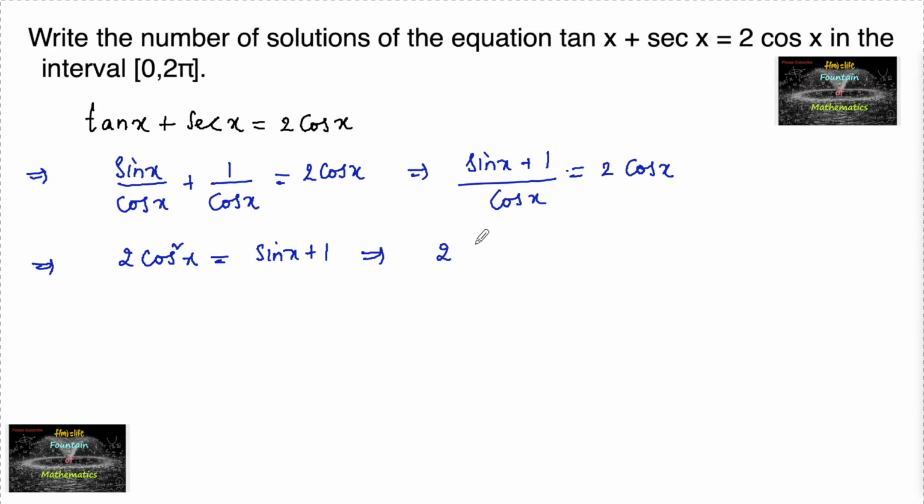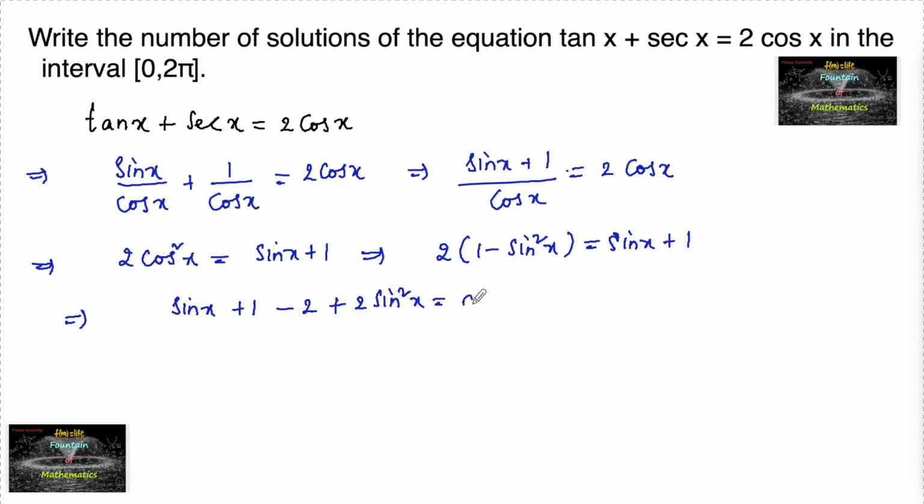or we can write 2 times of 1 minus sin square x. Since cos square x is 1 minus sin square x, we can write it is equal to sin x plus 1, or we can write this as sin x plus 1 minus 2 plus 2 sin square x is equal to 0, and simplifying, so that we have 2 sin square x plus sin x plus 1 minus 2, that's minus 1, equals to 0. So let's factorize this.